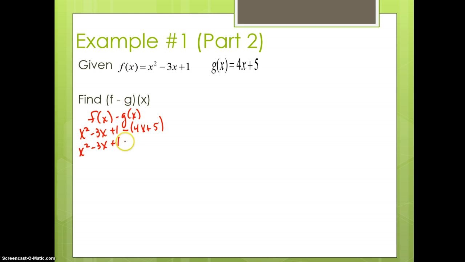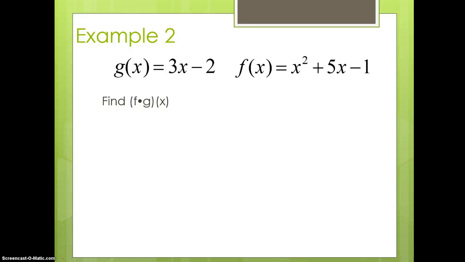At this point, you want to distribute the negative and make this minus 4x and minus 5. And from there, you want to combine your like terms to reach your final solution of x squared minus 7x minus 4. On the next example, I want you to pay very close attention to the notation.